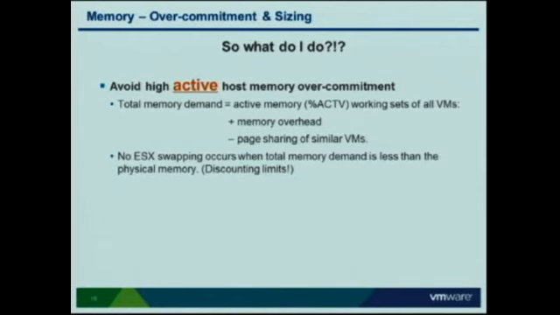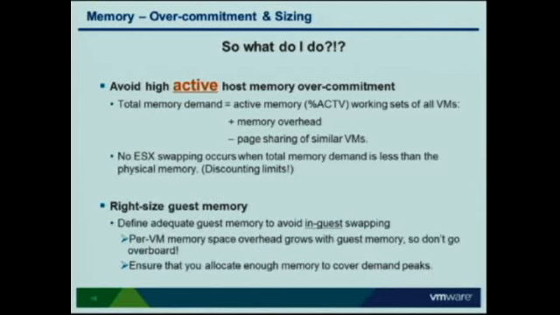In that sense, if we have an ESX host whose total active host memory commitment is less than the physical amount of RAM, there's going to be no ESX swapping. We're not going to drain our storage. Discounting limits: if you have a limit set, you could potentially run into a problem, and there might be situations where ballooning occurs just to keep things in balance. So right-size your guest memory. Define adequate guest memory to avoid in-guest swapping. And keep in mind, your per-VM memory overhead is going to grow the more memory that you give your VMs.